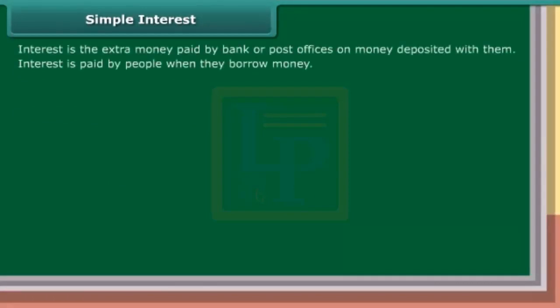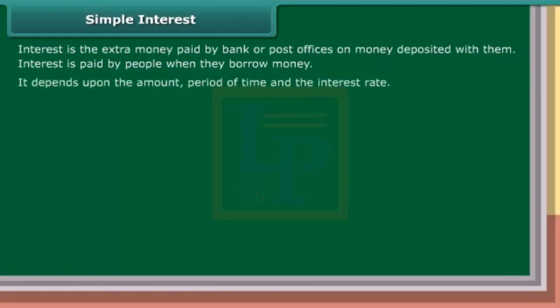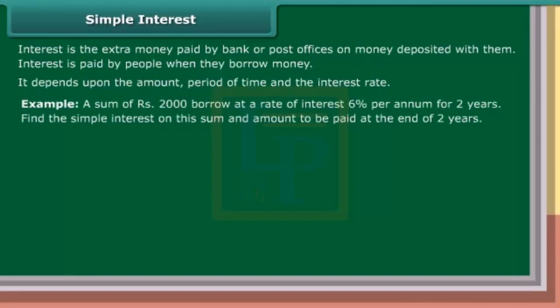Simple interest. Interest is the extra money paid by bank or post offices on money deposited with them. Interest is paid by people when they borrow money. It depends upon the amount, period of time, and the interest rate. Example. A sum of rupees 2000 is borrowed at a rate of interest 6% per annum for 2 years. Find the simple interest on this sum and the amount to be paid at the end of 2 years.